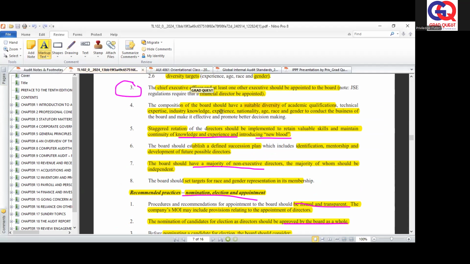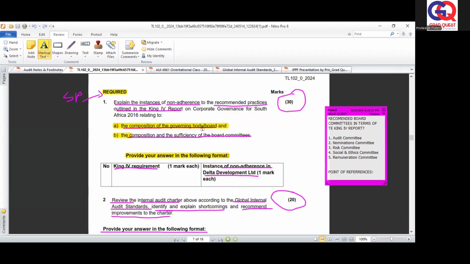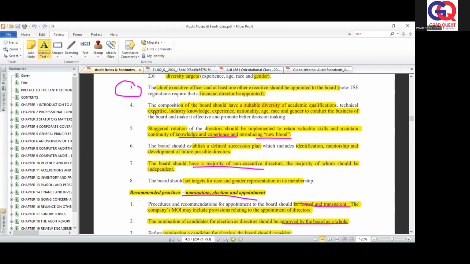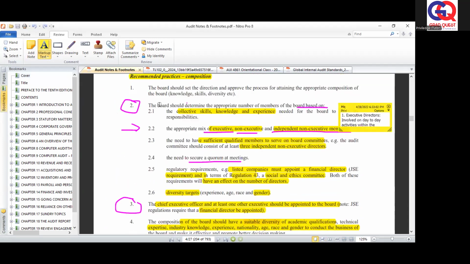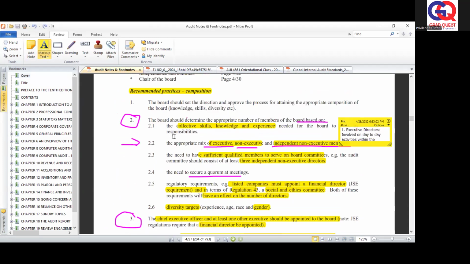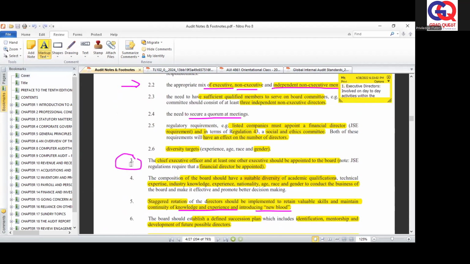So now let's go into the scenario to identify those instances of non-adherence, because now you have this as your blueprint. Even as you read through the scenario, trust me, you'll be able to pick up that this aspect of the composition of the audit committee, or the composition of the governing body, was violated. So let's do it practically now.